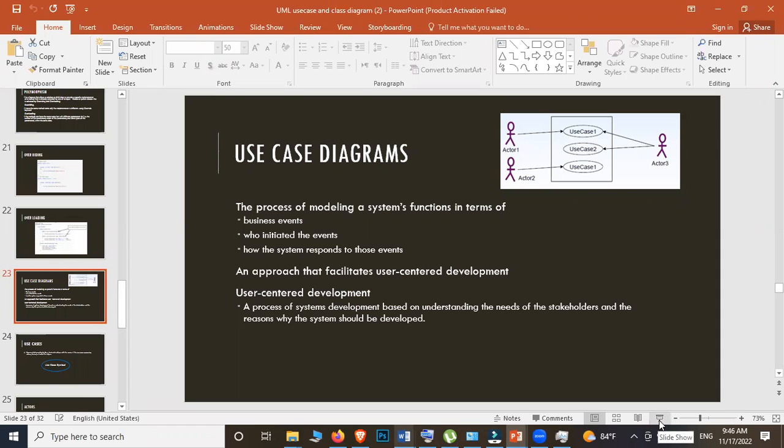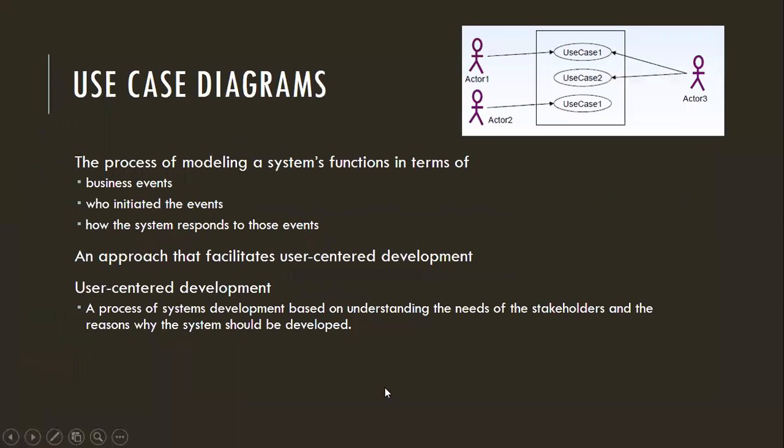See, in the use case diagram, the process of modeling system functions in terms of business events, who initiated the event, and how the system responds to those events. That means use cases are what kind of functionalities. It can be a business event, like insert, update, delete, report. Or who initiated it. The initiating can be an event, like ordering, where the customer initiates that event. Or it can be a system response.